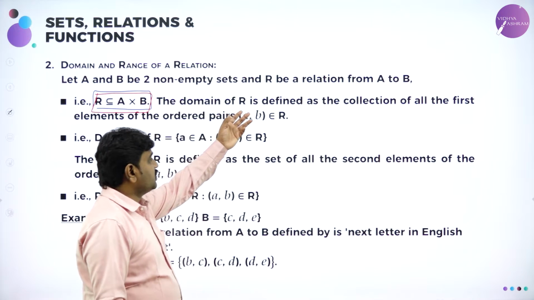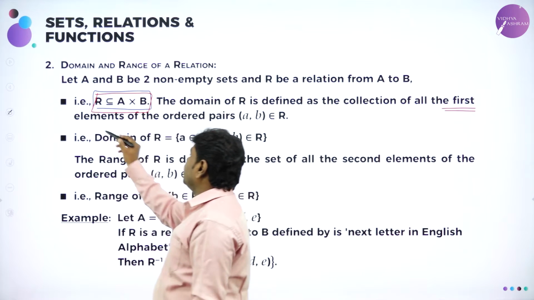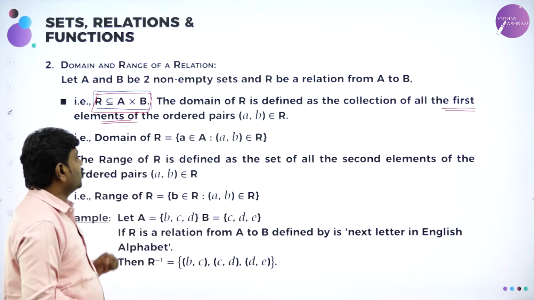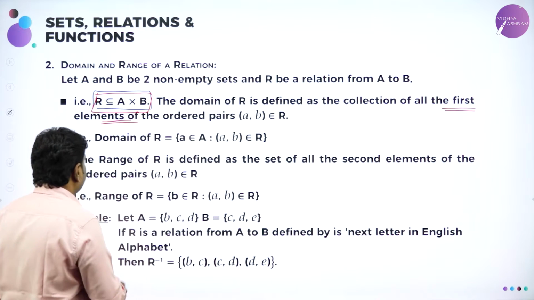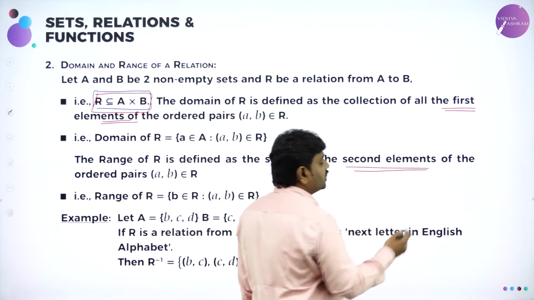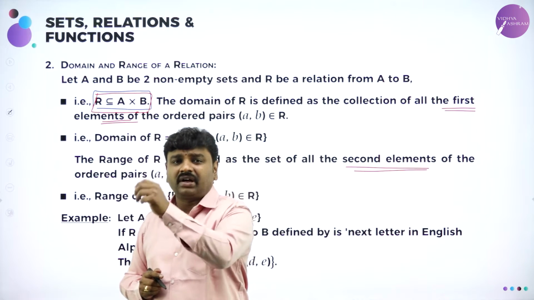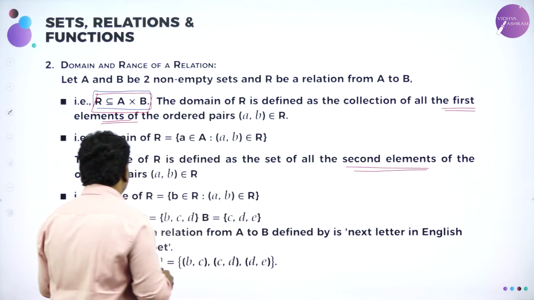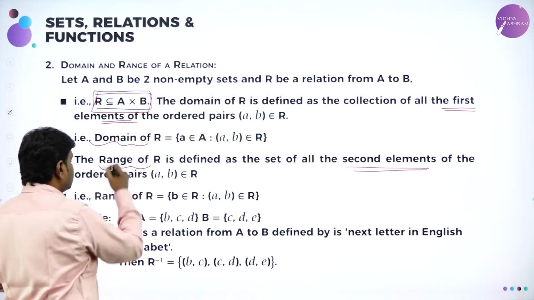And the domain of R is defined as the collection of all first elements of the ordered pairs. In the ordered pair, select all the first elements, that is the domain. Then range. Range means set of all second elements. In the relation, each element is an ordered pair. In the ordered pair, collect all the second elements and write them as a set. The set of second elements constitutes the range. So domain means set of first elements, range means set of second elements.